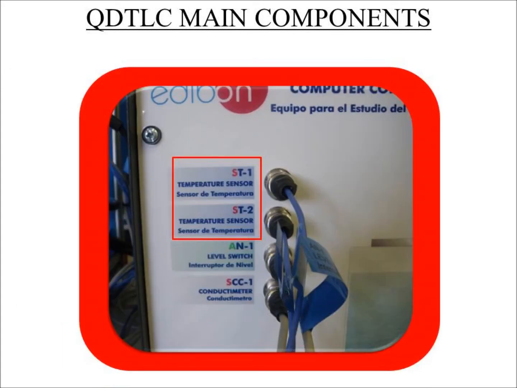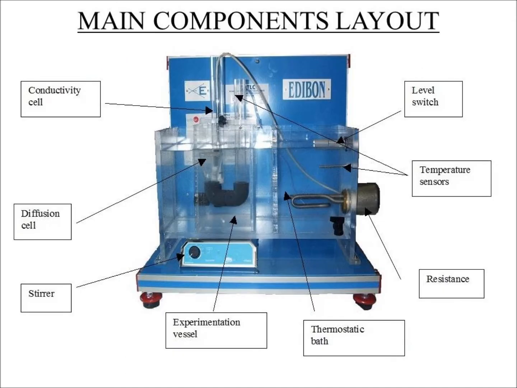Here is a representation of the parameters the control interface has. ST1 and ST2 are the temperature sensors. AN1 is the level switch, and SCC1 is the conductimeter sensor. Main components layout. Here is a representation of the QDTLC's main components layout, showing the conductivity cell, the diffusion cell, the stirrer, the experimentation vessel, the thermostatic bath, the resistance element, the temperature sensors, and the level switch, one by one.